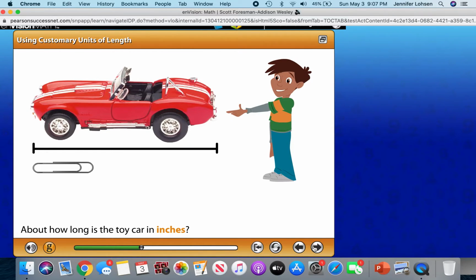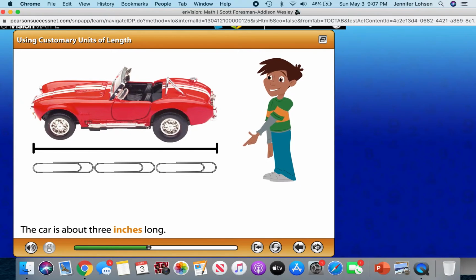Now's where I want y'all to tell me how many of these paper clips do you think it would take to fill the length of this vehicle? The car is about 3 inches long. If you came up with 3 inches, 3 paper clips, you could reach your hand up nice and high in the air and then bend it back to give yourself a nice pat on the back. Great job to you. If you didn't, that's okay too.